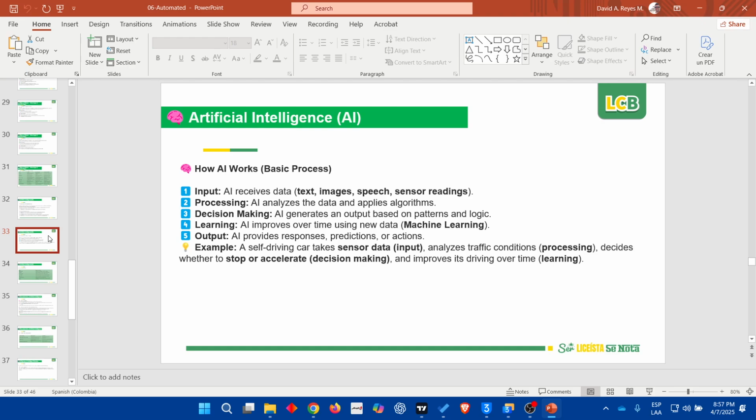As always, you need an input. You always need to send data to the software, to the AI, artificial intelligence, whatever you are going to use, it always starts with input data. Could be text, images, speech, or sensor readings. Obviously, that information must be analyzed. Decision making: the artificial intelligence generates an output based on patterns and logic. Learning: artificial intelligence improves over time using new data.